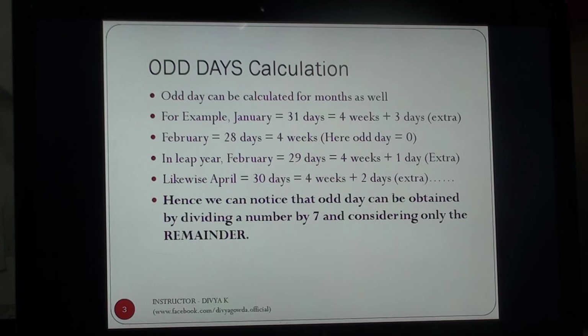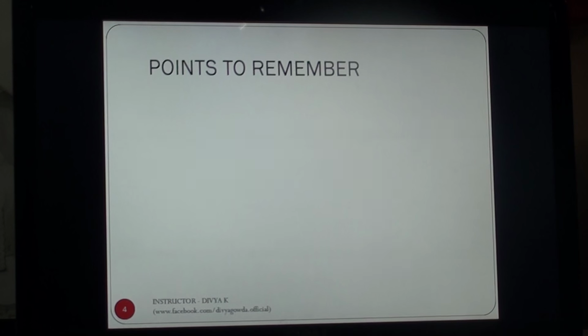So to find odd days for any number, you just divide that number and consider only the remainder. Don't worry about the quotient here. You have to consider only the remainder. I have made it in bold. Please remember, you should always consider the remainder only. And what are the points to remember?